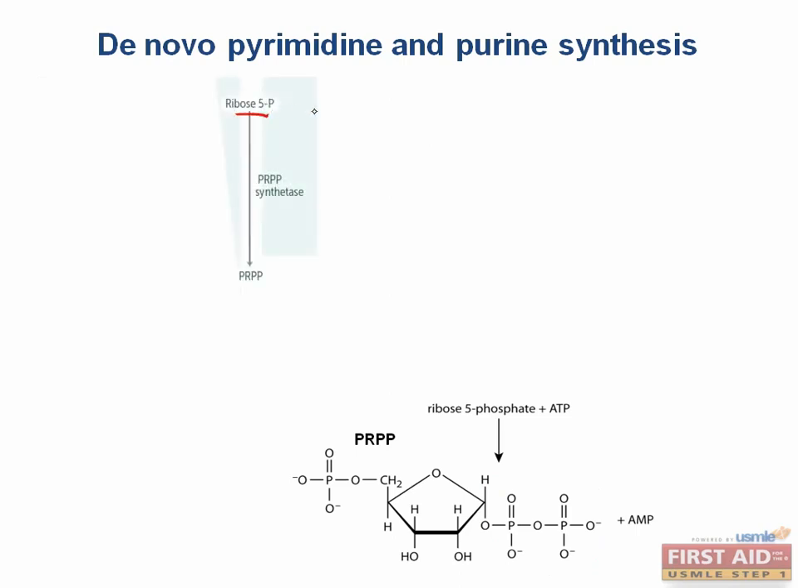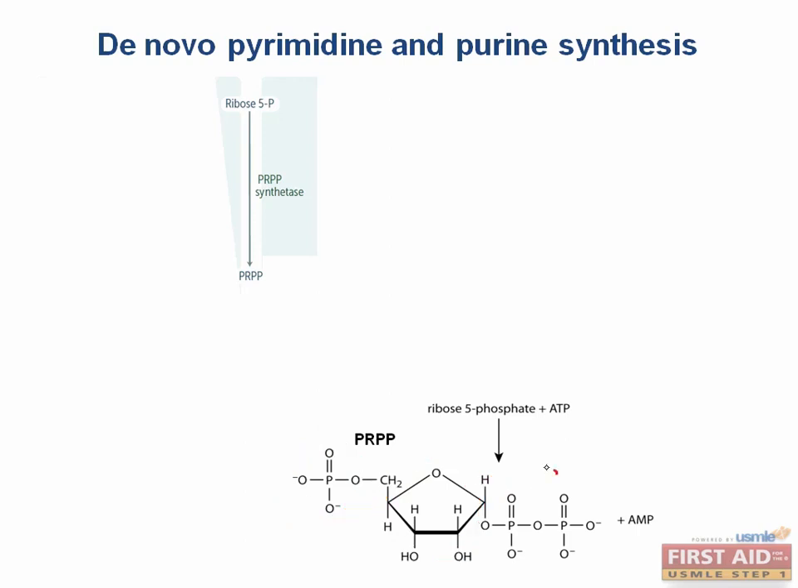We start with the ribose 5-phosphate, and the enzyme PRPP synthetase will take 2 phosphates from ATP and add them on. So the ATP becomes AMP, and the ribose 5-phosphate becomes PRPP. You can already see from looking at this how it might be converted to a nucleotide. Since, as I mentioned in the last slide, a nucleotide is a combination of a base, a ribose, and a phosphate, and we have the ribose and the phosphate here already.